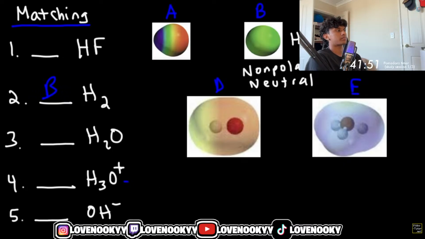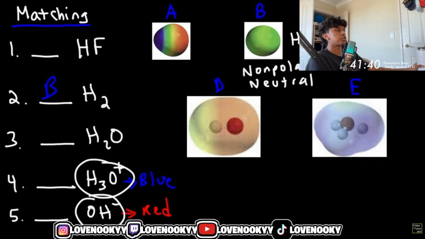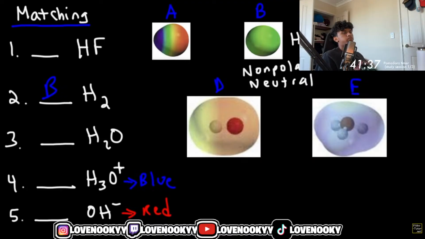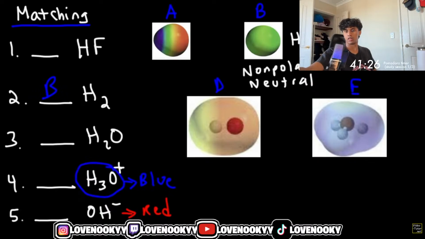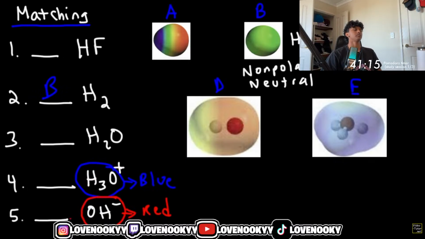We know that positive charges correlate to a blue color, negative charges correlate to a red color. Now we're dealing with ions, particles with a net charge. So because H2O plus has an overall net positive charge, we should expect that the entire particle, for the most part, should be predominantly blue. Hydroxide has an overall negative charge, so we should expect that the entire particle will be mostly red.